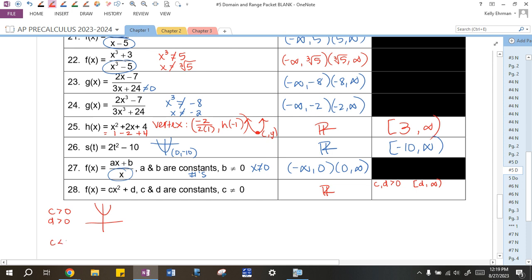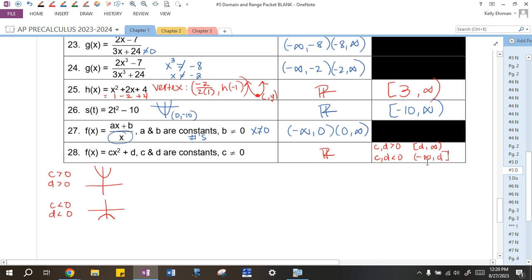What if C is negative and D is negative? That parabola has been shifted down and it opens down. So if C and D are less than 0, the graph goes from negative infinity up to D. And D is negative, so I'm not writing negative D, because if this were negative x squared minus 4, then I'd go up to negative 4.